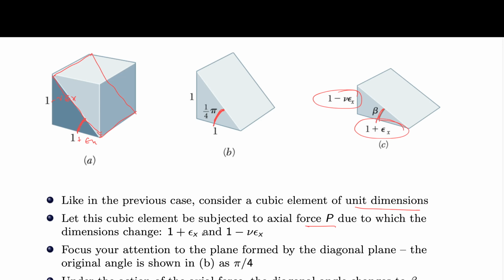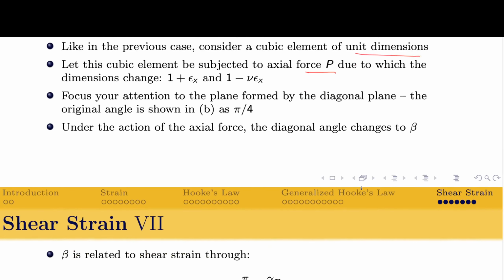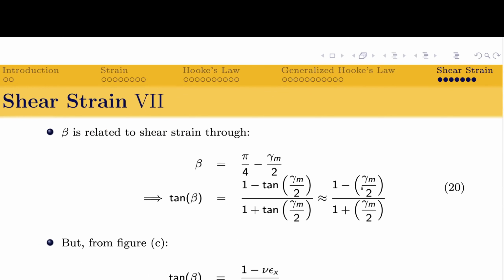So this shear strain can be related to the angle beta through pi by 4 minus whatever is the shear strain here, right? So beta is going to be equal to the original angle minus gamma m by 2, and I also know if I now apply the expression tan of alpha minus beta, or x minus y, I can see that tan beta can be expressed in terms of gamma m, which is the shear strain at the 45 degree plane.